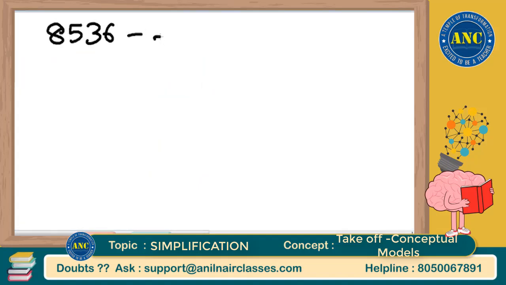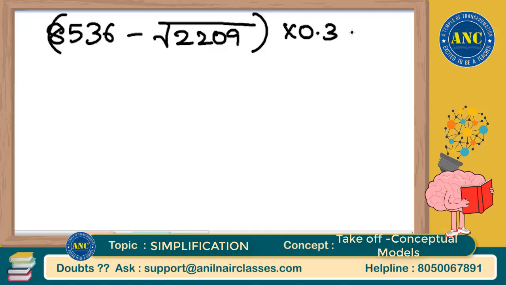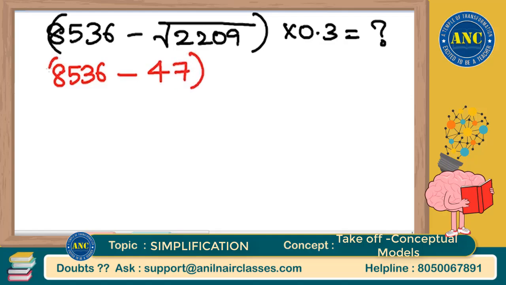8536 minus square root of 2209 into 0.3 is equal to question mark. The square root of 2209, I already taught you how to find. It is actually 47. Into 0.3, which is nothing but 30%, right? 0.3 is nothing but 30%.